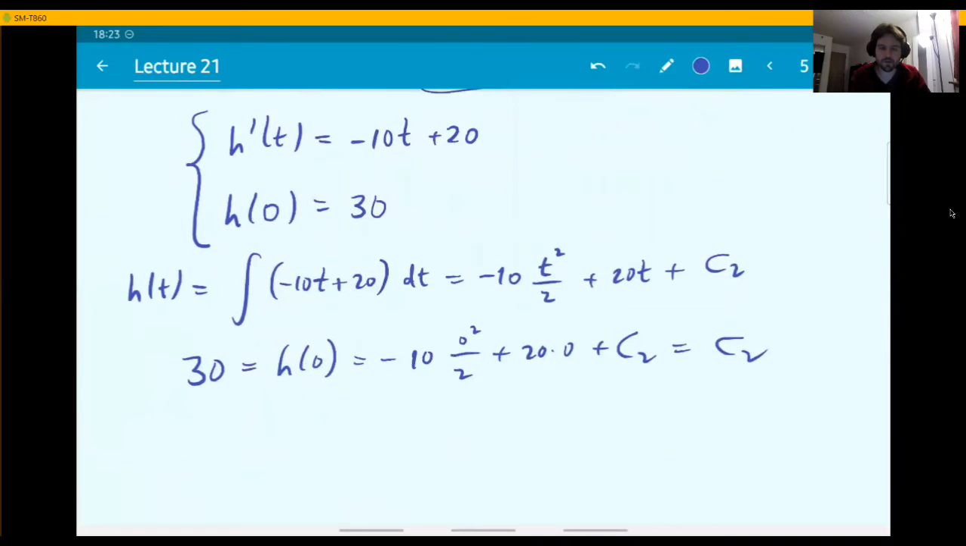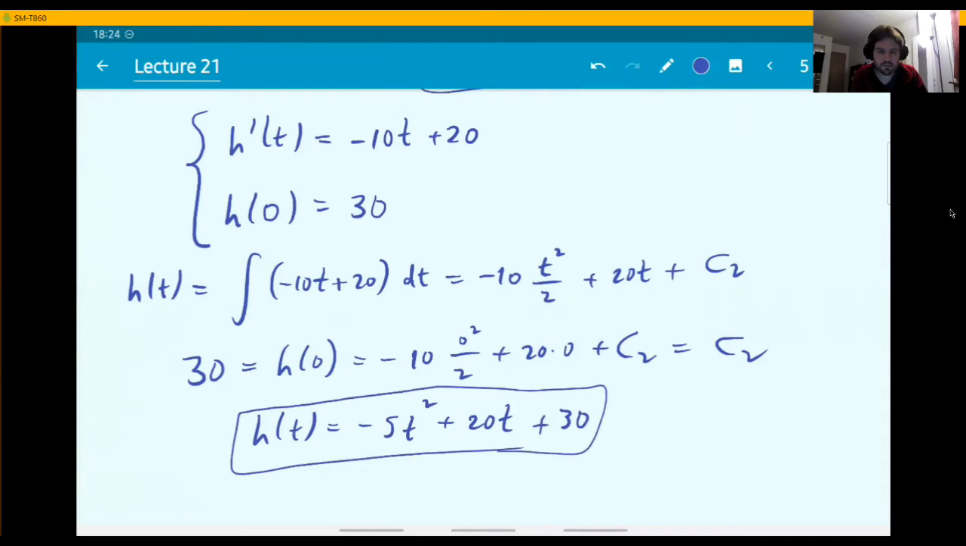By the way, that usually happens when you have things like polynomials and the initial value is always t equals 0. Then it's very easy to find the value of c, because when you plug in 0, everything in here becomes 0. So the c is this value that they gave, this 30. But that's not always the case, so be careful with that. So yeah, we found h. h is equal to minus 10 over 2, which is minus 5, minus 5t squared plus 20t plus c2, which is 30. This is the height function.